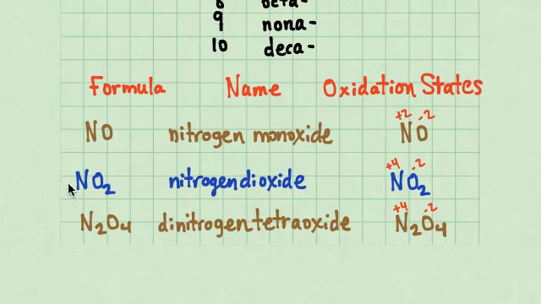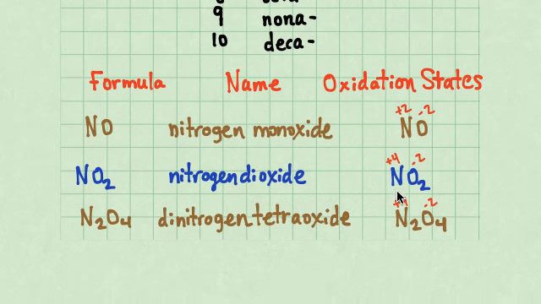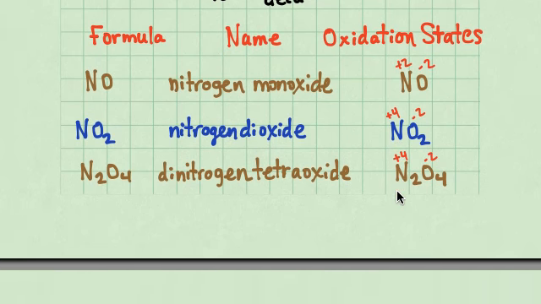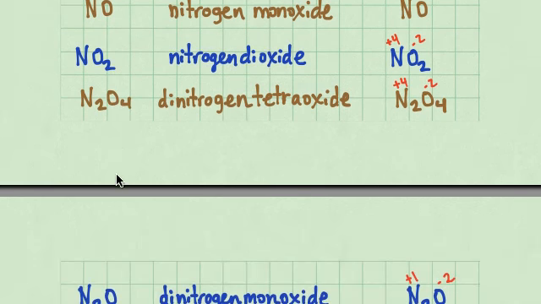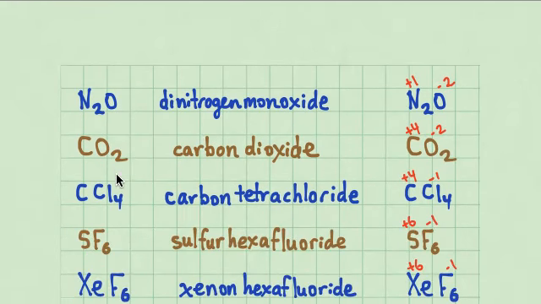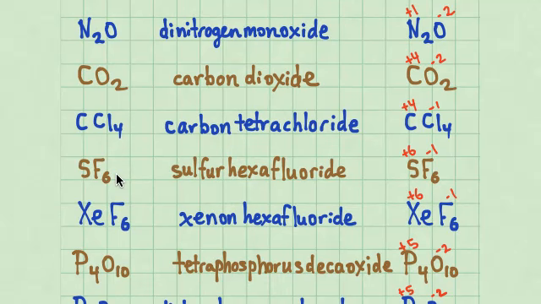But if I change it just a little bit, nitrogen dioxide, 2 times -2 is -4. That forces that to be a +4. Same story for the dinitrogen tetraoxide. Di means 2 and tetra means 4. So the prefix goes with what comes after it. Tetraoxide means 4 oxygens. Here's a whole slew more if you care to take a gander.